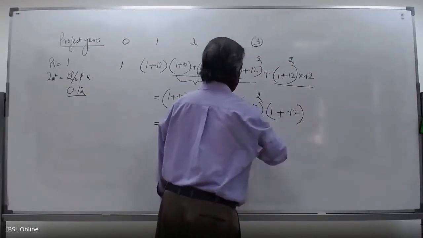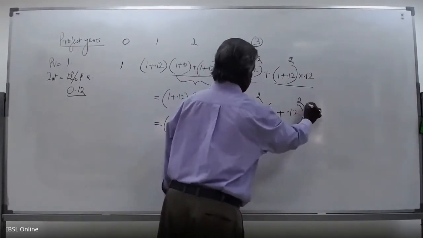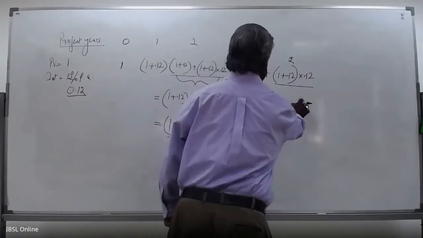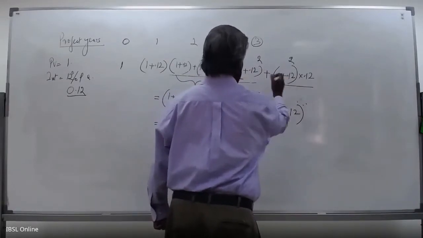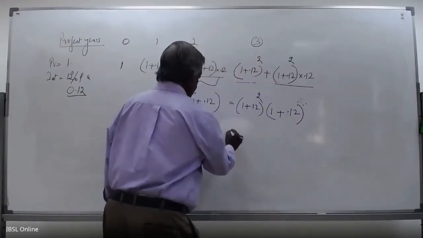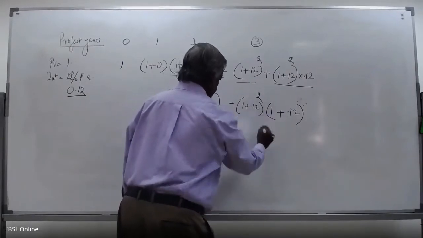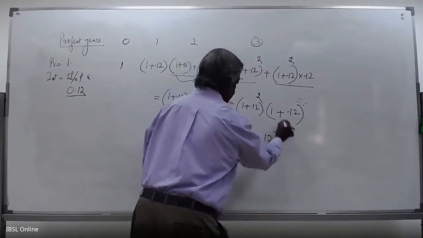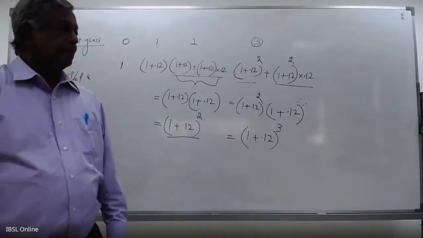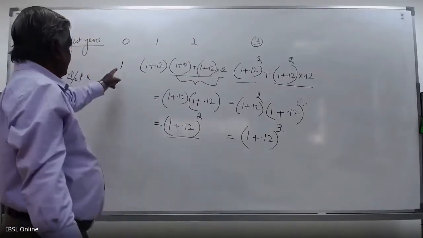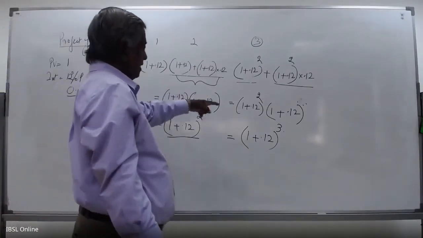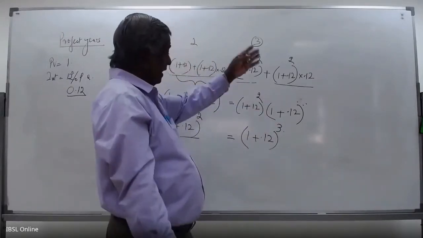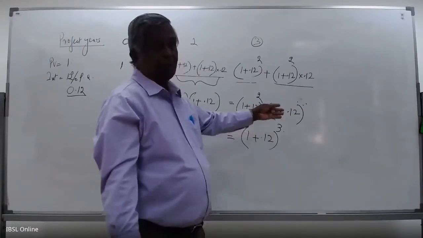So it is 1 plus, when you take this one out, 0.12 to the power 2. So when you take this, 1 plus 0.12. Further simplified, this will become 1 plus 0.12 to the power 3. In the third year, what we are investing now, 1 rupee, will become 1 plus 0.12 to the power 3 in the third year. In the fourth year, it will be 1 plus 0.12 to the power 4.